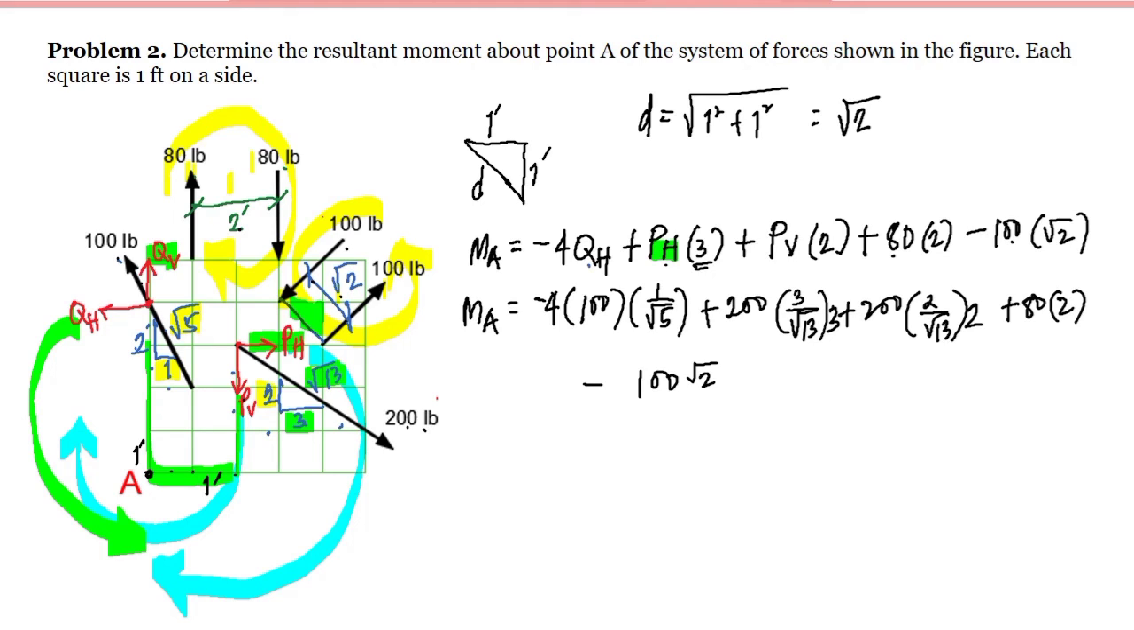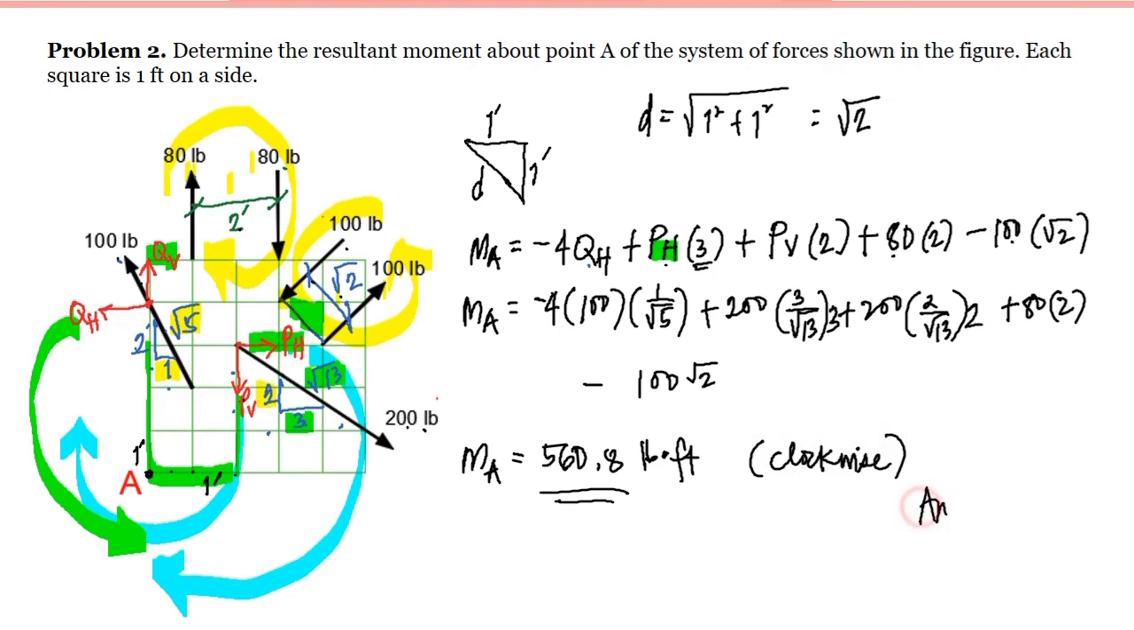And computing for the moment at A, this will give us 560.8 pound foot. So since we have here the positive moment, therefore the resulting moment is clockwise. And this is our answer.